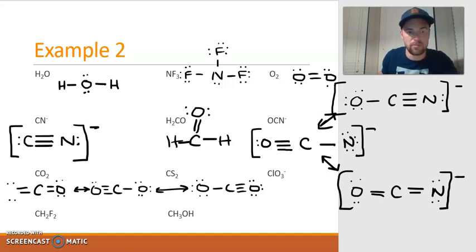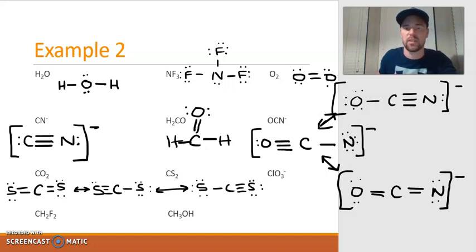So if I asked you to draw the compound CS2, we could actually do that very simply by replacing every oxygen with sulfur. I don't even have to think about it. I already know what it's going to look like. And that's a valuable tool. You can use that to help you solve a lot of these Lewis dot structures.